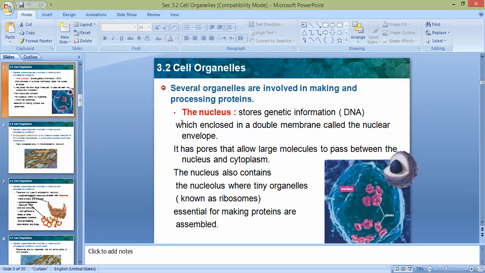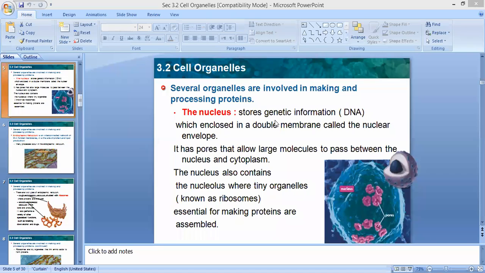Now, what is the nucleus? What is the function of the nucleus? Abdul Aziz. It stores genetic information, enclosed in a double membrane called the nuclear envelope. So the main function of the nucleus is that it stores the genetic information, the DNA.